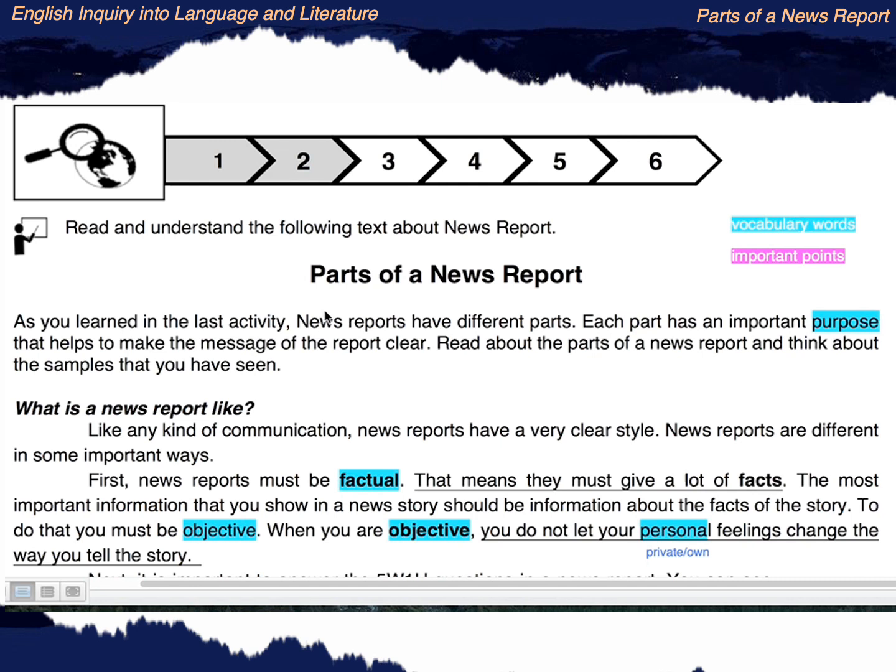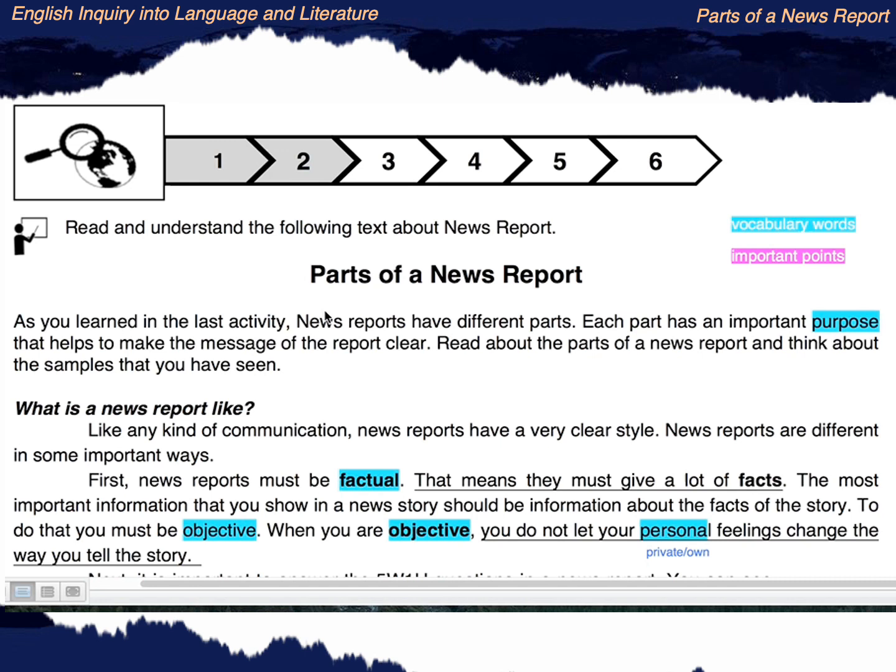Finally, news reports use a different kind of intonation. This is important. Listen to the sample news report and think about what is different about their intonation in the parts of figure 1. So, again, we have lead, catchy opening, who, what, where, when. Content 1, why and how. Content 2, quote or interview. Content 3, interesting information. And sign off, how does the news end?